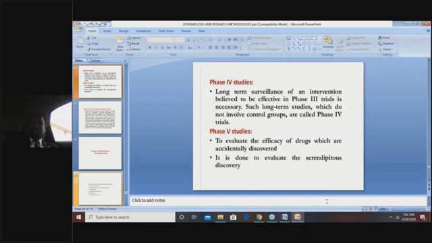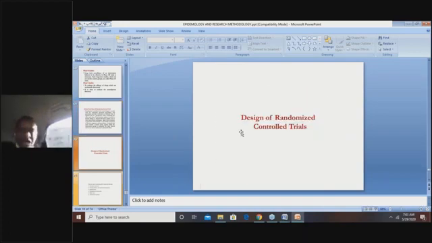Okay. Then after that, you look at a phase 5 clinical trial. So in phase 5 clinical trial, you are looking at the efficacy of the drug, which was not accidentally discovered. So this is done to ensure that the discovery is not just by accident.